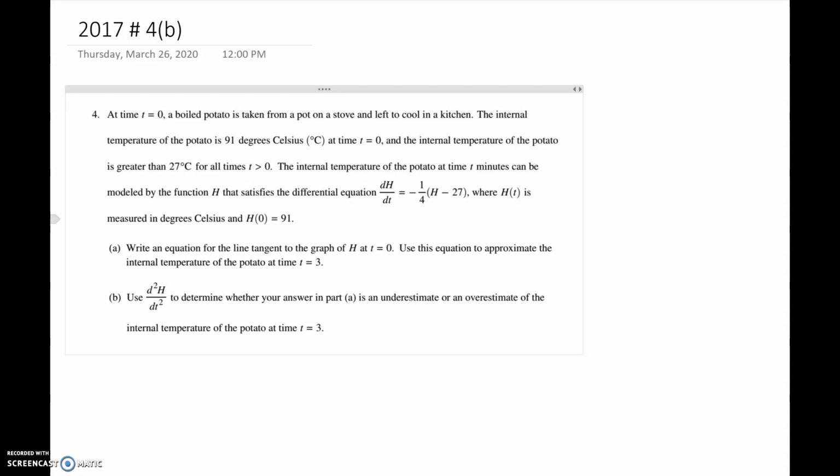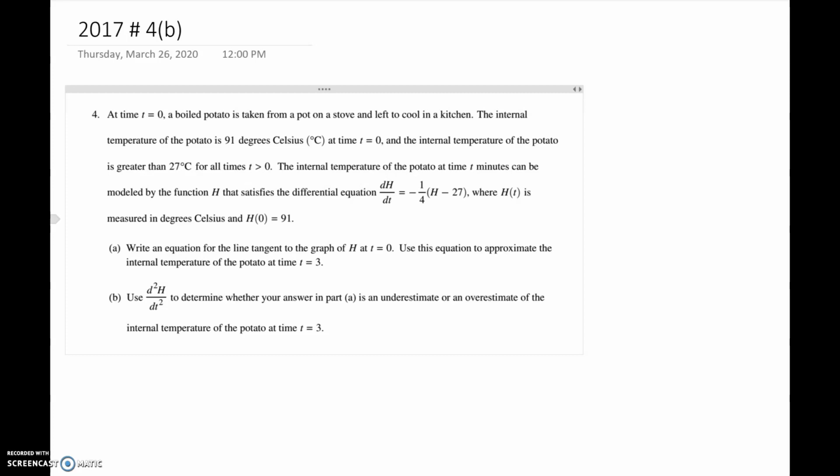Okay, so this time we're looking at 2017 number 4b. At time t equals 0, boiled potatoes are taken from a pot on a stove and left to cool in a kitchen. The internal temperature of the potato is 91 degrees Celsius at time t equals 0. The internal temperature of the potato is greater than 27 degrees Celsius for all times t greater than 0. The internal temperature of the potato at time t minutes can be modelled by the function h that satisfies the differential equation dh/dt equals negative 1/4 of (h minus 27), where h(t) is measured in degrees Celsius and h(0) is equal to 91.